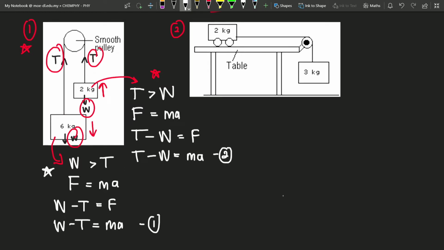Okay, so kena faham daya paduan yang terhasil, kena faham kalau objek ke bawah, W lagi besar. Kalau objek gerak ke atas, T lagi besar.